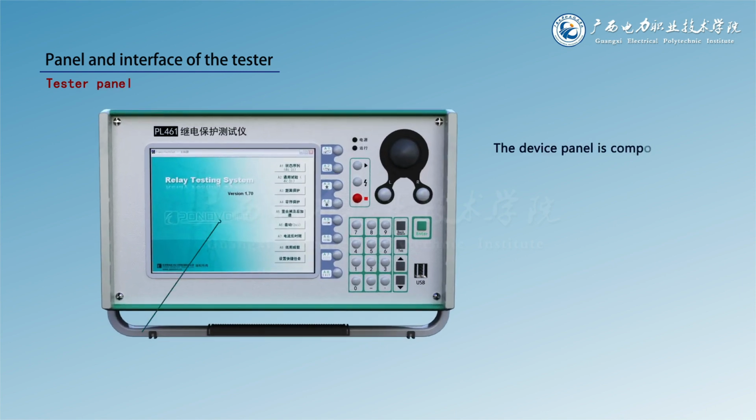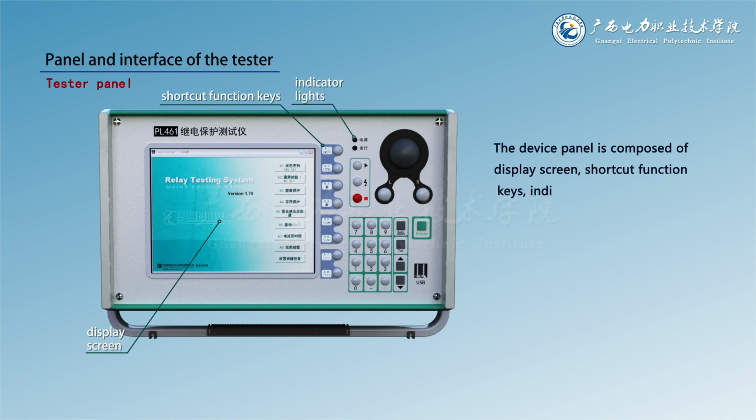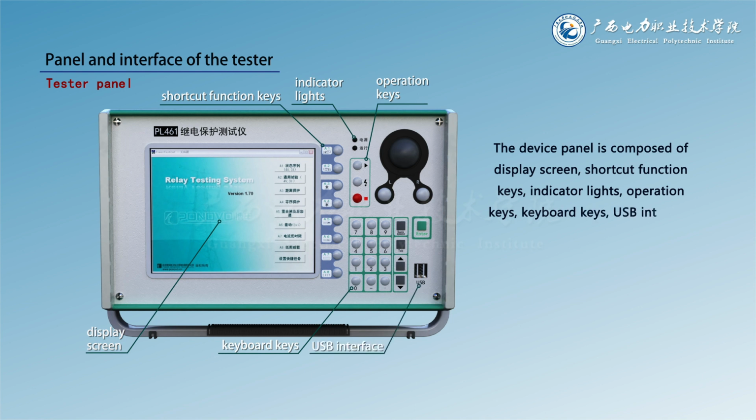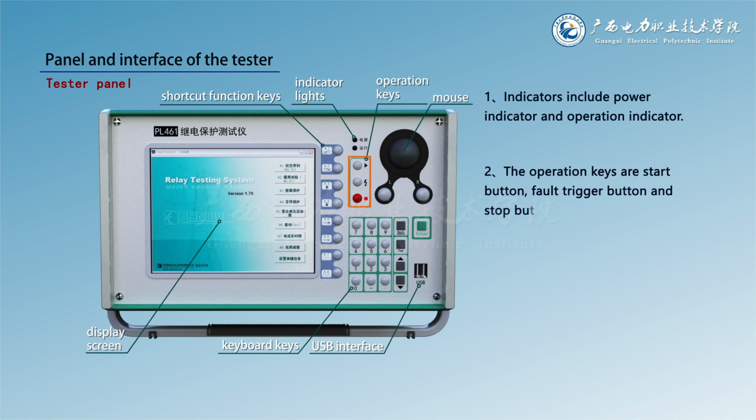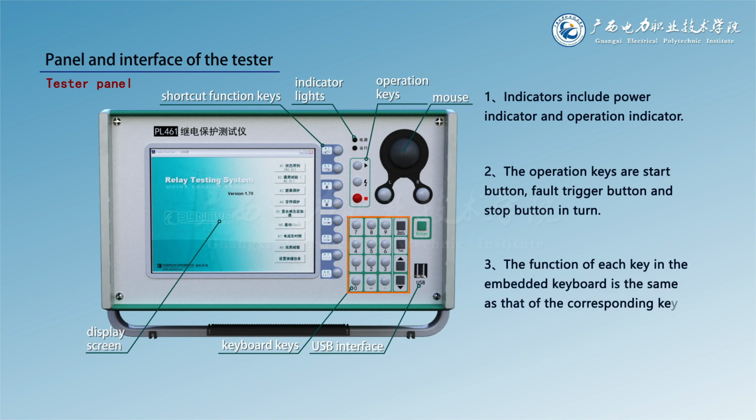The device panel is composed of a display screen, shortcut function keys, indicator lights, operation keys, keyboard keys, USB interface and mouse. Indicators include the power indicator and operation indicator. The operation keys are the start button, fault trigger button and stop button in turn. The function of each key in the embedded keyboard is the same as that of the corresponding key in the external keyboard.